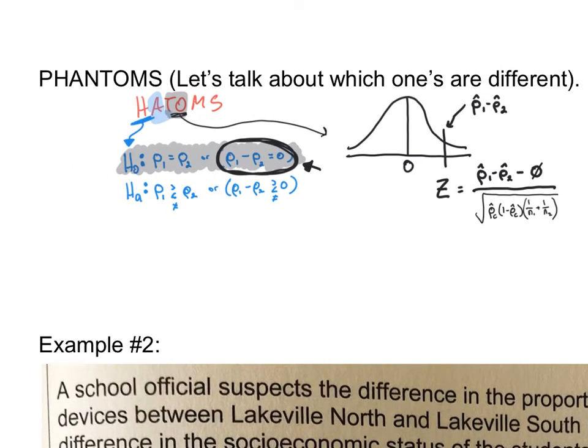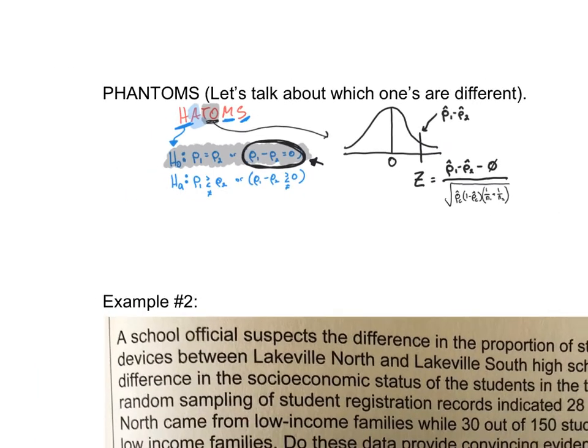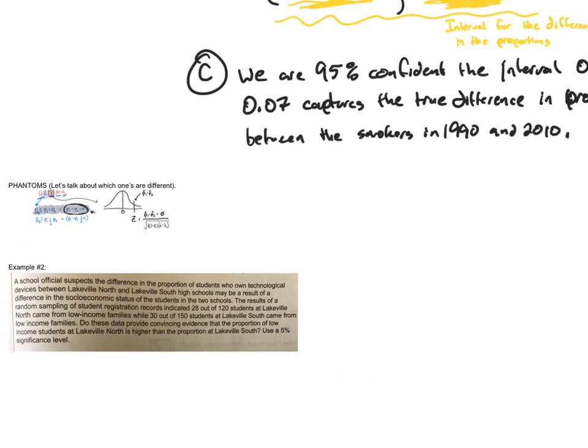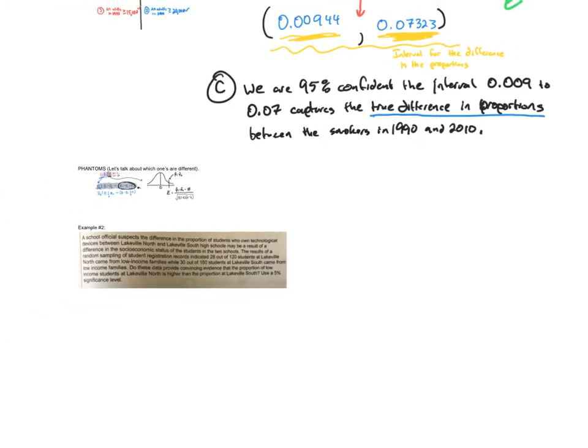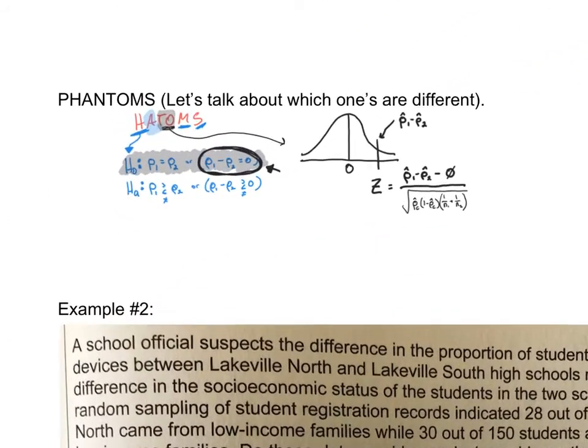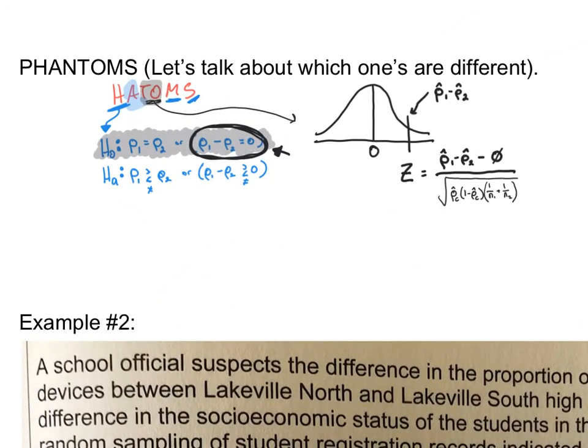How do you make a decision? Same way you made a decision before: compare to your alpha value. Then summarize. It's going to sound kind of like the previous ones, because we're going to be talking about the true difference in proportions, but with context based on the decision you're making. Okay, so let's do it.